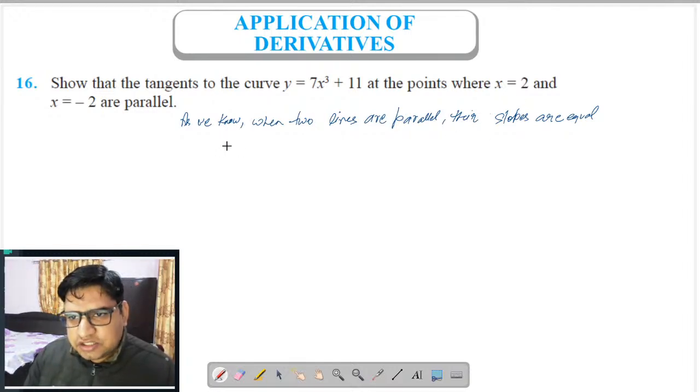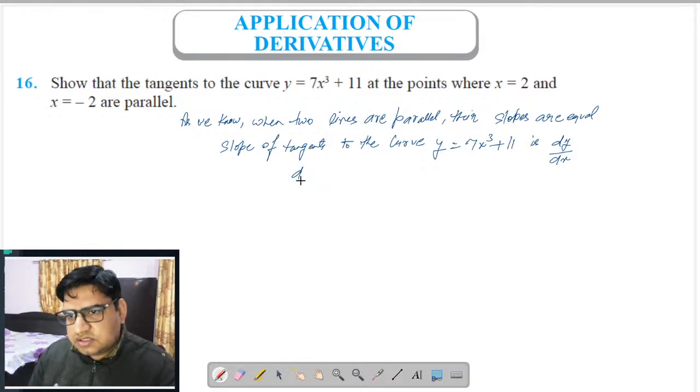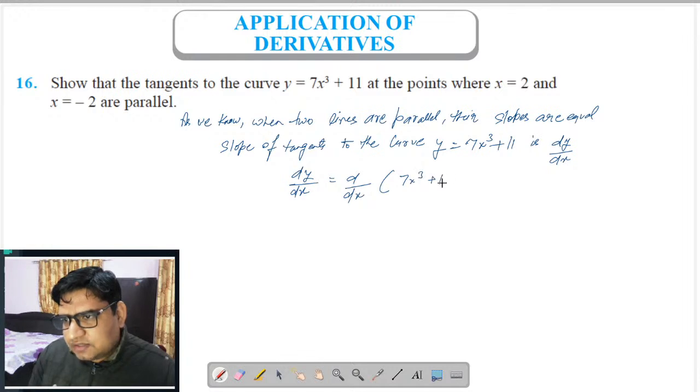So the slope of the tangent to the curve y is equal to 7x cube plus 11 is dy by dx, and dy by dx is d by dx of y. So that will be 7x cube plus 11, and that will be 21x square only, because the dy by dx of 11 will be 0, since that is a constant.